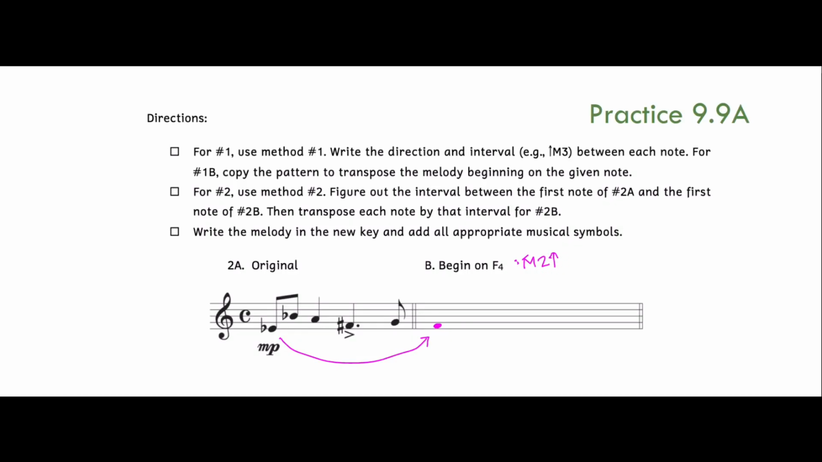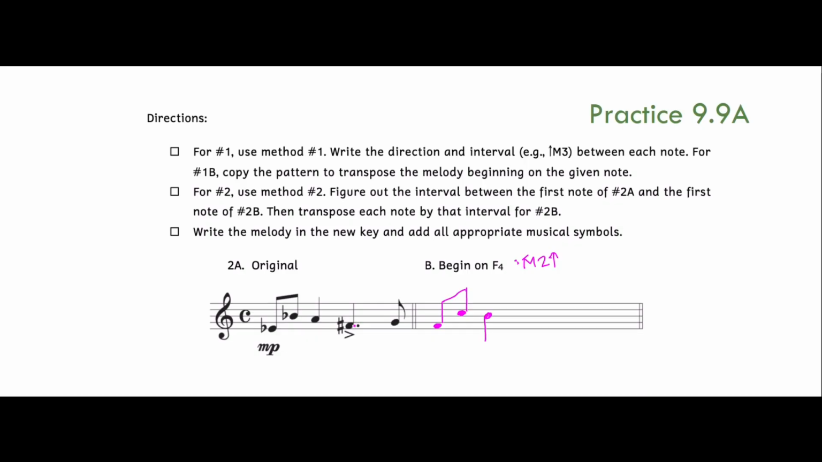Go ahead and complete number 2, pause the video, and press play when you're ready. All right. So the second note in the original is B flat. A major second above B flat is C. Let's go ahead and make these into 8th notes. The next note in the original is A. A major second above A is B.